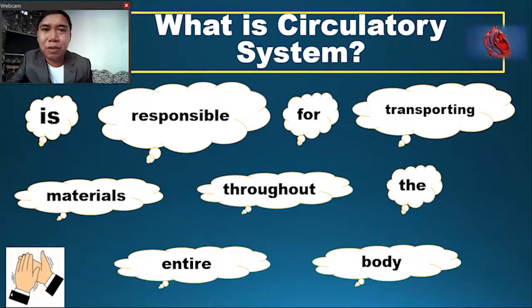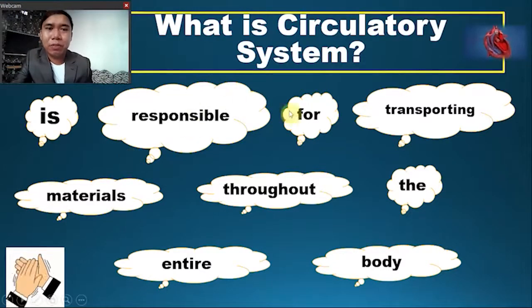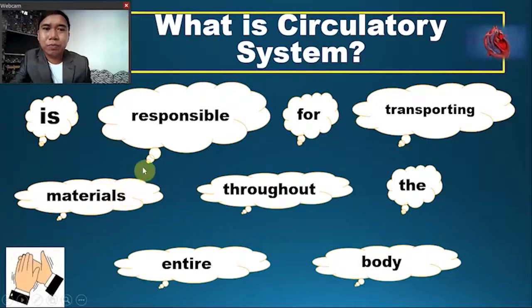According to this description, the circulatory system is responsible for transporting materials. Now, what are those materials, class? Those materials are the essential materials needed in our body. One of the examples are the protein, the nutrients, the oxygen, the minerals, anything that is needed in our body. Now, what system in the body is responsible for transporting that? That is the circulatory system. So, the circulatory system is very important because without this, we cannot survive.